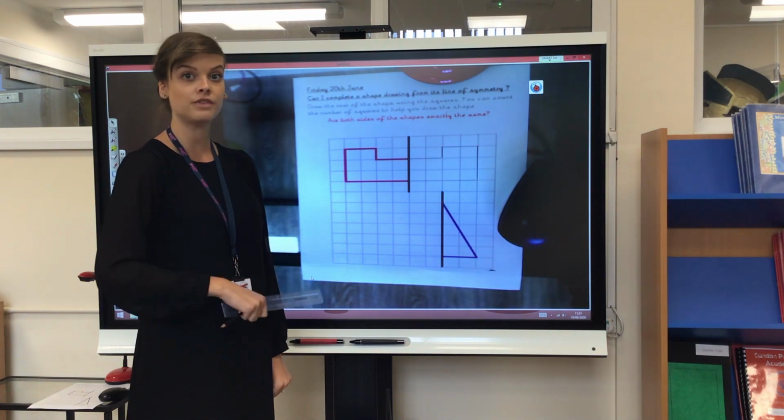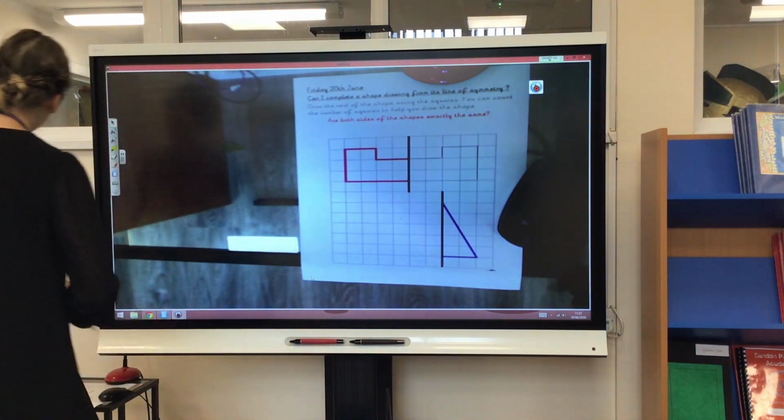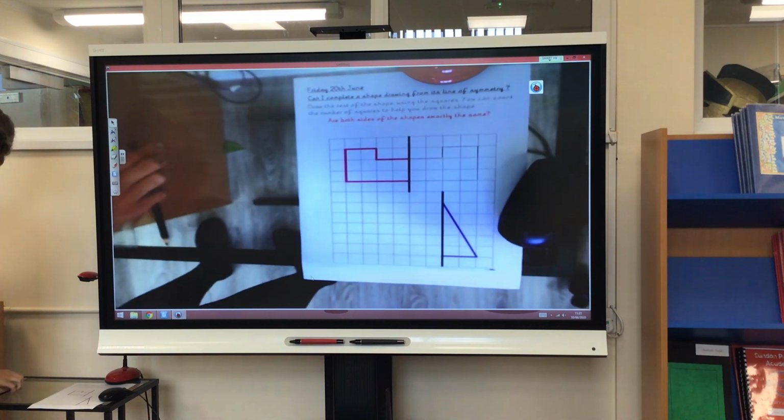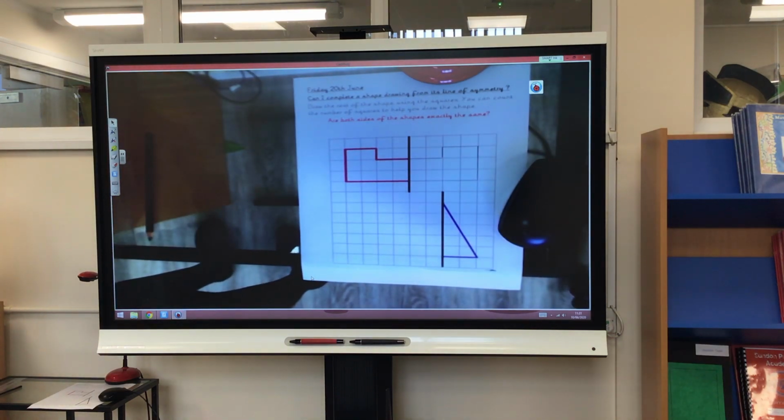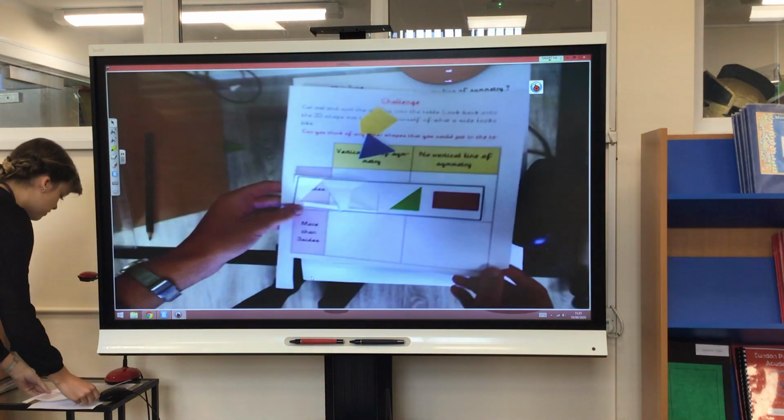Now if you have not got this sheet, you might have this one. Or you might have this one as a challenge instead. So please keep watching as I can show you the challenge.